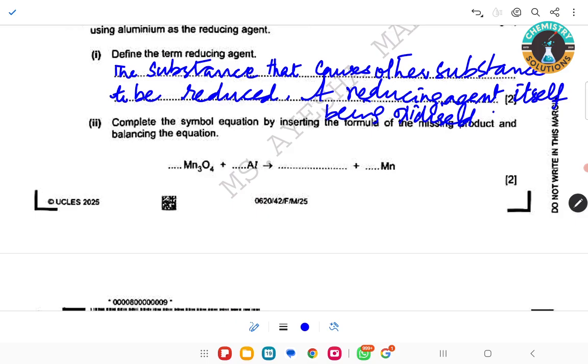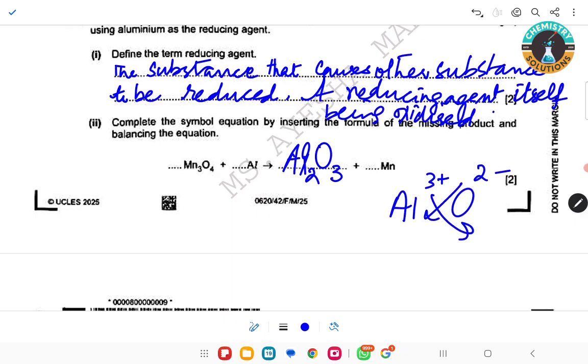Complete the simple equation by inserting the formula of the missing product and balance the equation. Manganese is separate and the other product is aluminum oxide, Al2O3. Aluminum has 3 plus charge, oxygen has 2 minus charge, so the formula will be Al2O3. Now we have to balance it. It will get balanced like this: 8Al and 4Al2O3 with 9 manganese atoms. So it's balanced now.